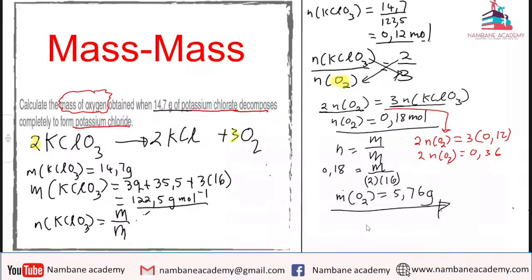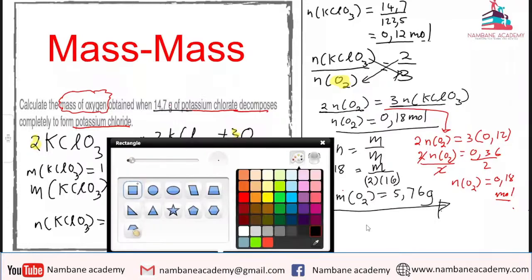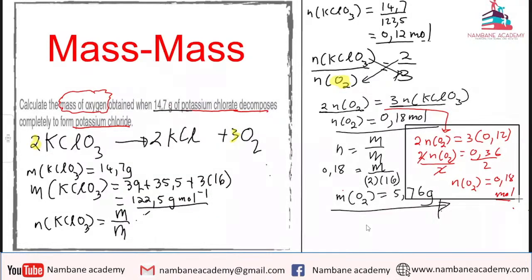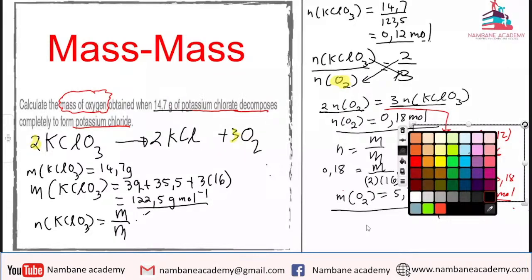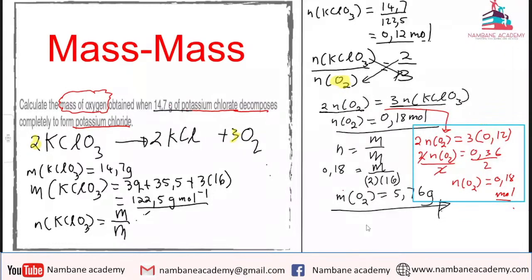What do we do now? We divide both sides by 2. This will cancel. The number of moles of O2 will be equals to 0.36 divided by 2, which is 0.18 mole. So that is now an intermediary step that one must be able to perform in order to get the number of moles. Inputs, Lesedi. Thank you, sir. I now understand.